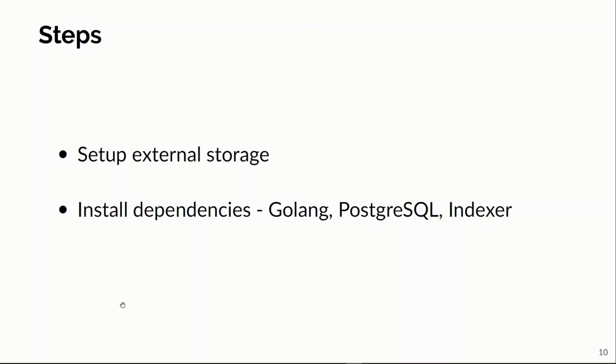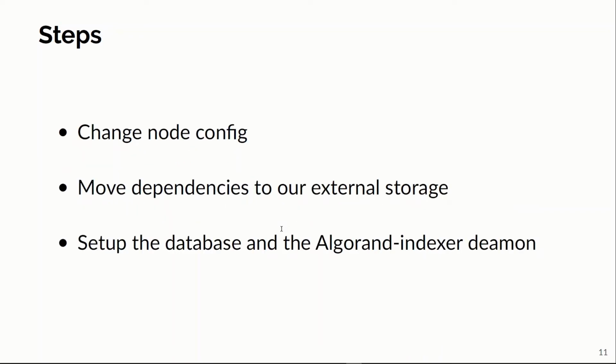So hello and welcome back to the second video from the tutorial focused on installation of Indexer on our Raspberry Pi node. In the first part we set up our external storage and installed all dependencies, and in this part we will configure our node accordingly. We will also move all of the dependencies to our external storage, and finally we will set up the database and the Algorand Indexer daemon on our Raspberry Pi.